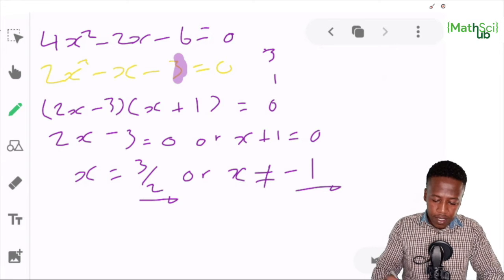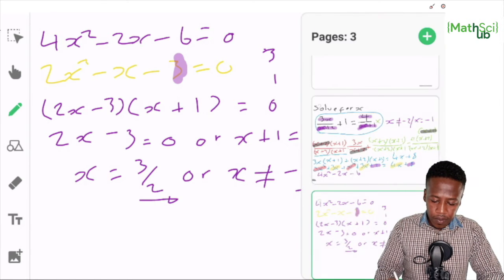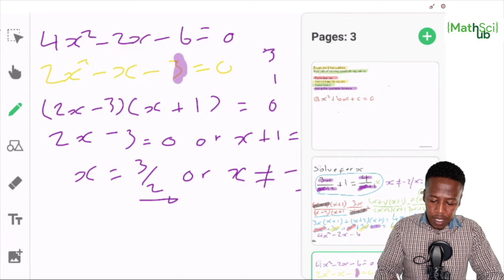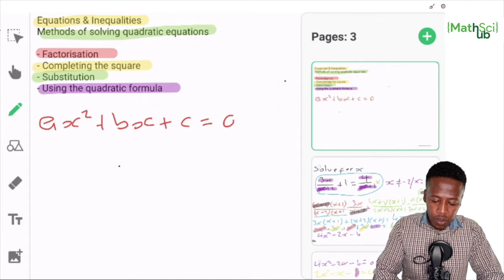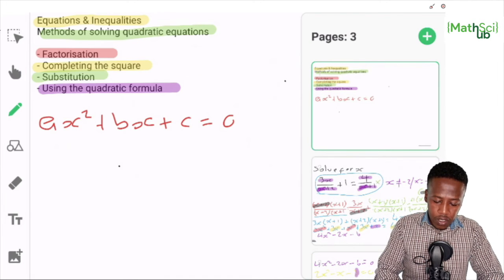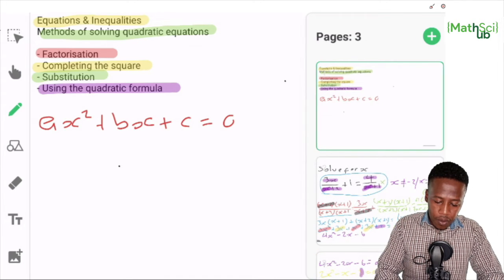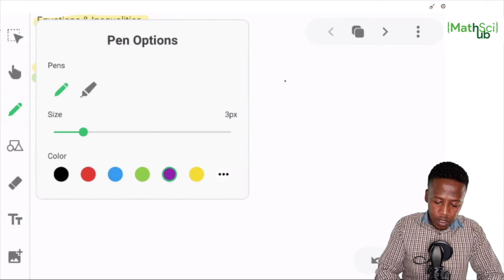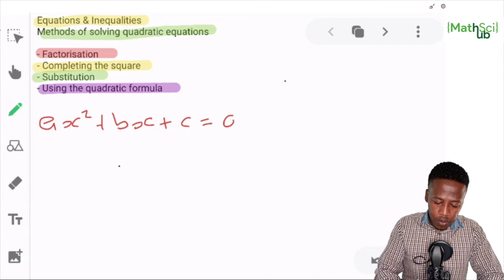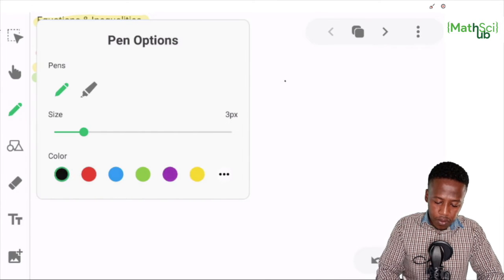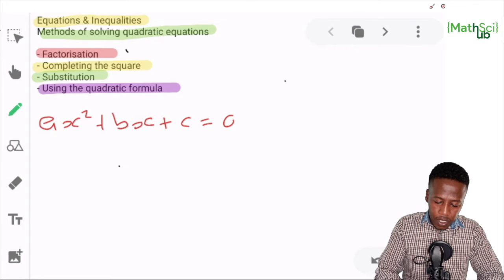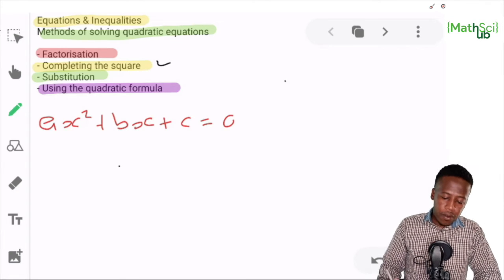Let's move on to our next example. Remember, I said we are going to deal with factorization, and we just did an example of factorizing. The next one that we are going to do is completing the square.